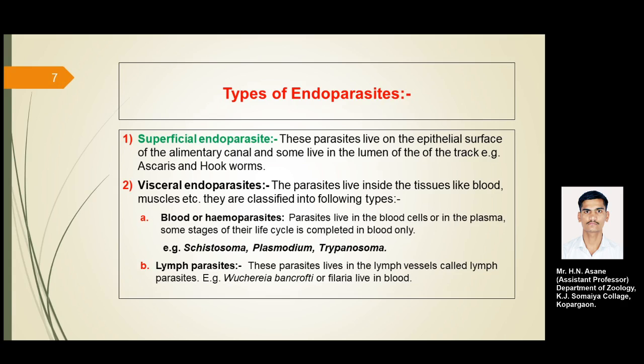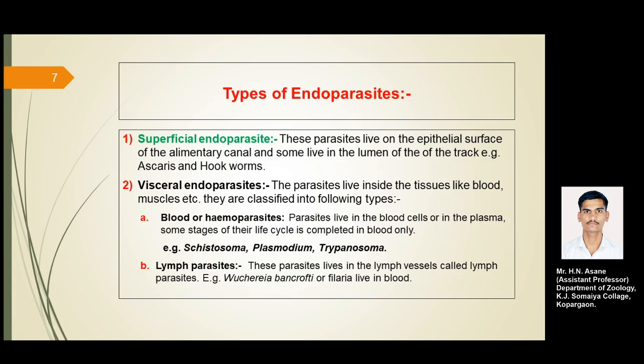trypanosoma. So the second type of the visceral endoparasites are the lymph parasites, and these lymph parasites live in the lymph vessels, called the lymph parasites. The examples are Wuchereria bancrofti or the filaria, which live in the lymph vessels. So we know that Wuchereria bancrofti or the filaria causes the disease known as filariasis.